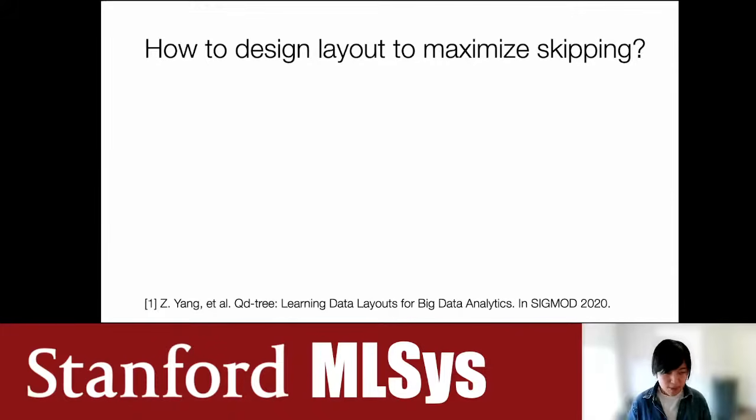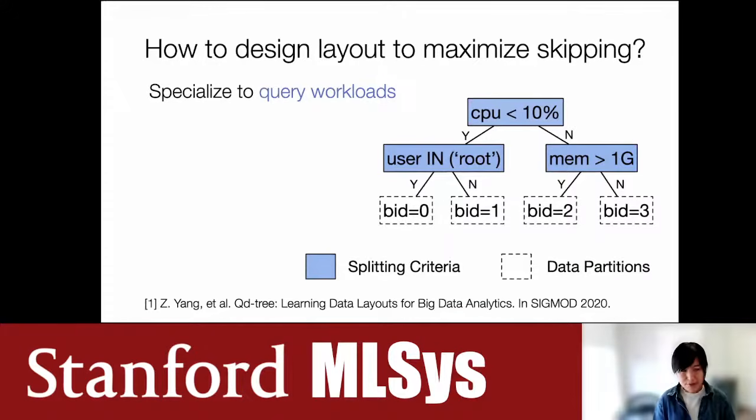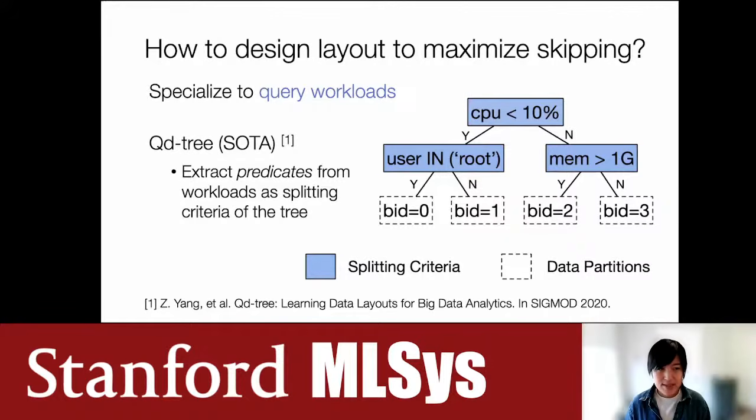Luckily, some smart people have already looked at this problem. What they've realized is that if you design these mapping functions, these layouts, specialized to specific query workloads, you can achieve very good performance. For example, this recent paper proposes a data structure that extracts predicates from your query workload and uses these predicates as part of the index construction. By really doing this specialization, they achieve the best performance in how many partitions they can skip for a given workload.